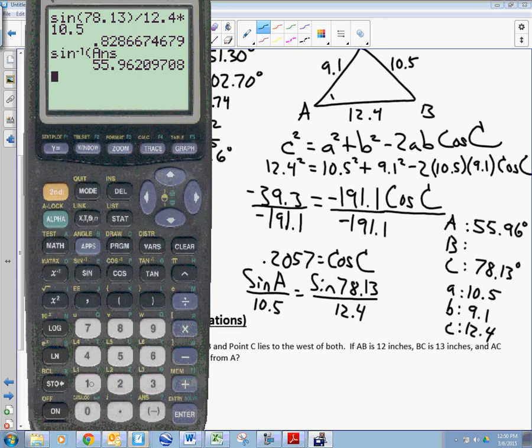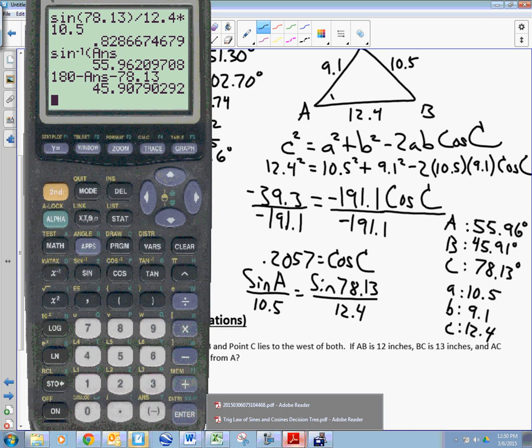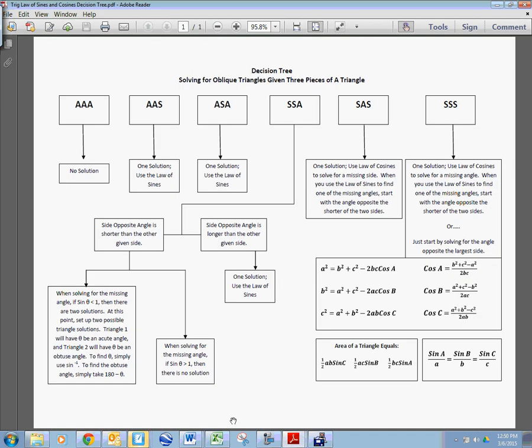And then subtract from 180. And sure enough, 45.91. Just like we said, we knew we'd get two acute results. We've solved that triangle. So a lot of people, when they think of law of sines and cosines, all they think about is the formula. But there's a lot of geometric understanding behind this, isn't there?